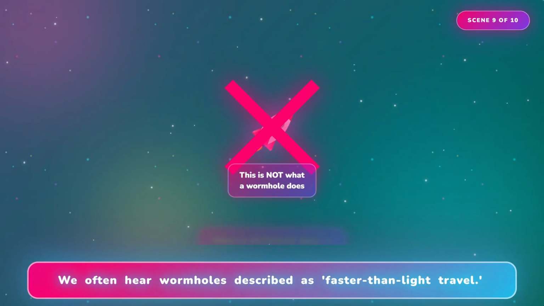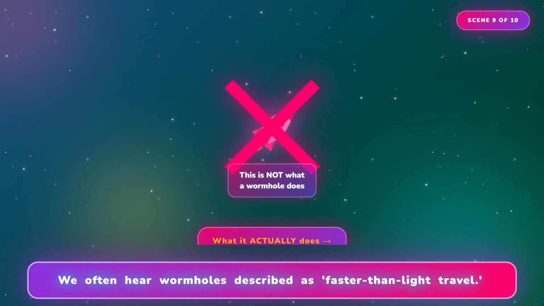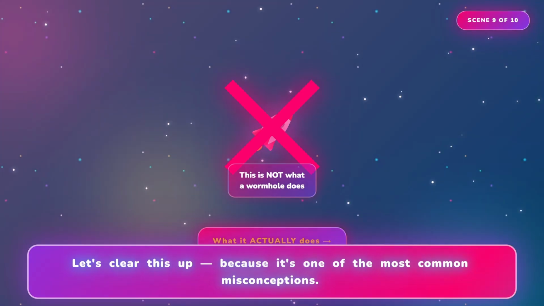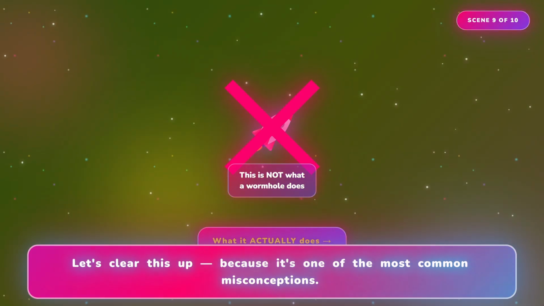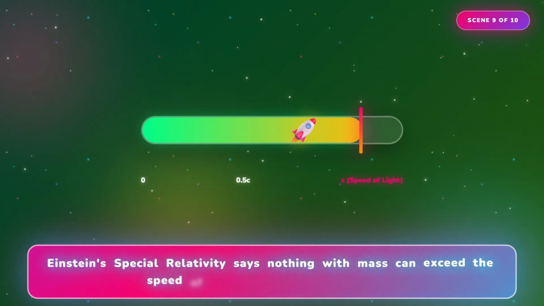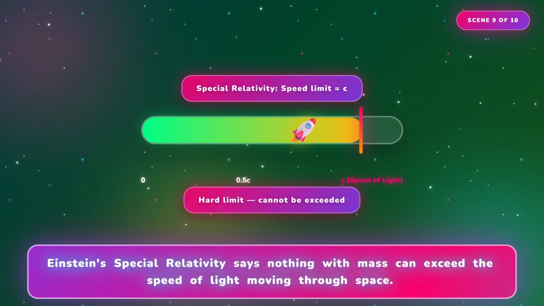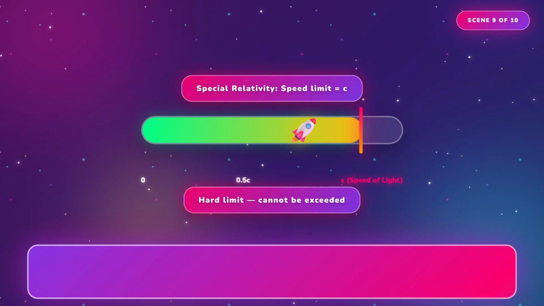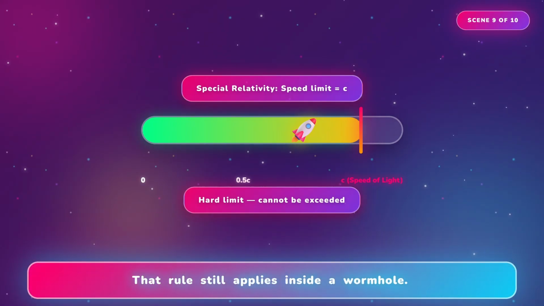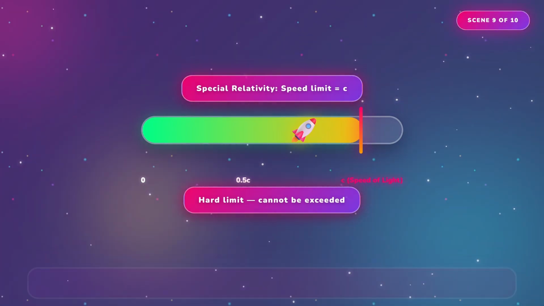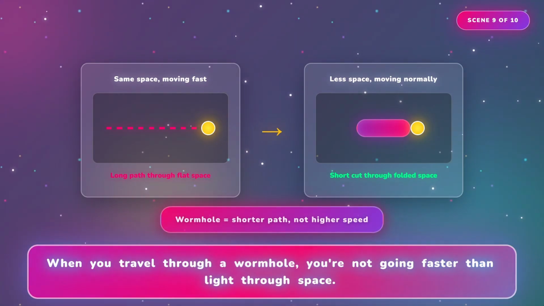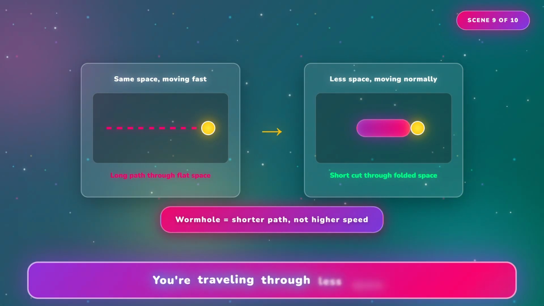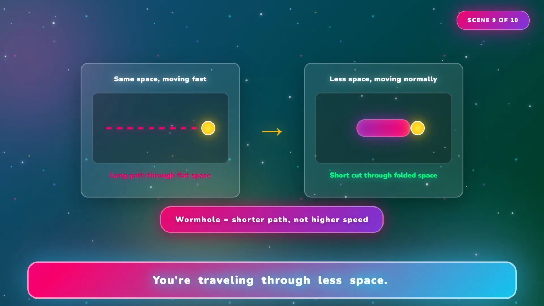We often hear wormholes described as faster than light travel. Let's clear this up, because it's one of the most common misconceptions. Einstein's special relativity says nothing with mass can exceed the speed of light moving through space. That rule still applies inside a wormhole. When you travel through a wormhole, you're not going faster than light through space. You're traveling through less space.